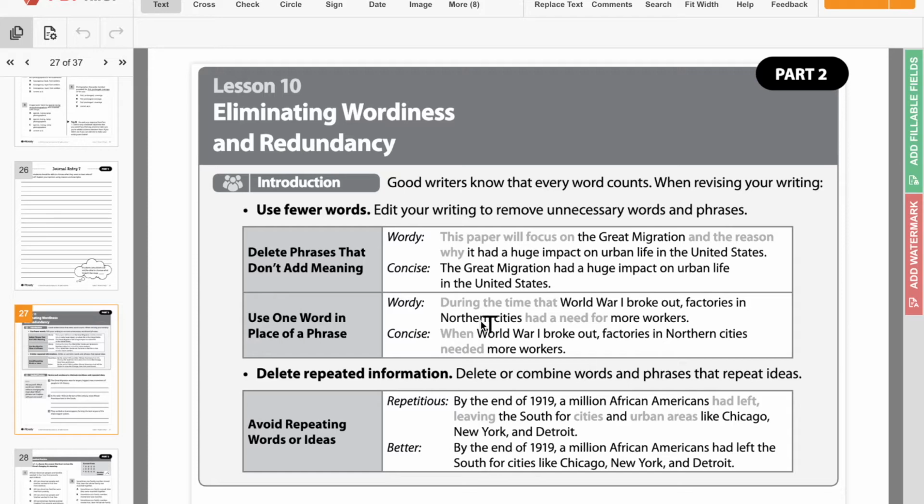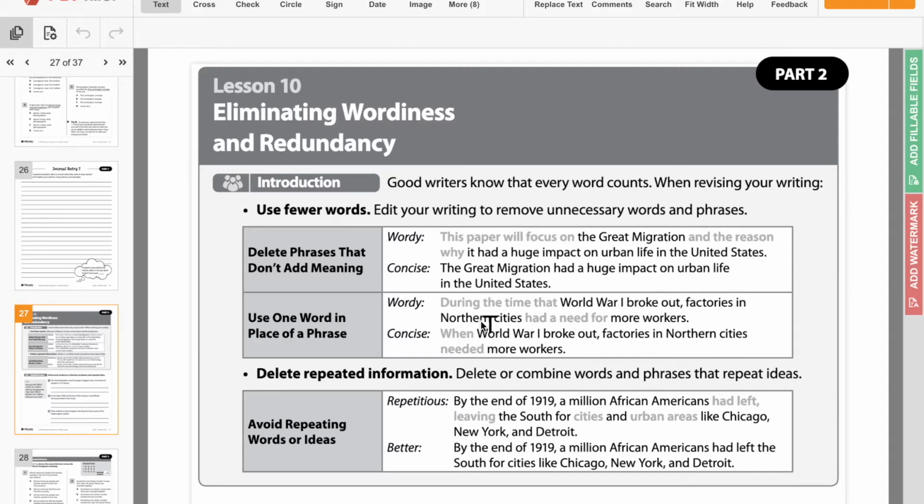Also, an unnecessary thing is to say the reason why, because when you give us the reason, we already know you've given us the reason. So instead of saying, this paper will focus on the Great Migration and the reasons why it had a huge impact on urban life in the United States, the concise version of that would be, the Great Migration had a huge impact on urban life in the United States. It simplifies it a little bit, makes it easier to understand, more concise, as they like to call it. It just takes out those unnecessary words that don't add meaning.